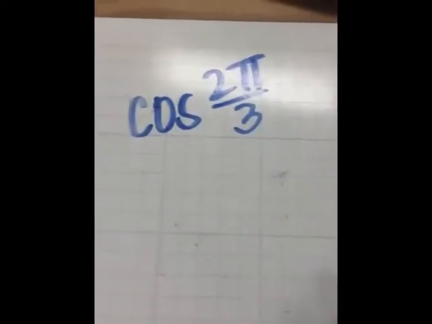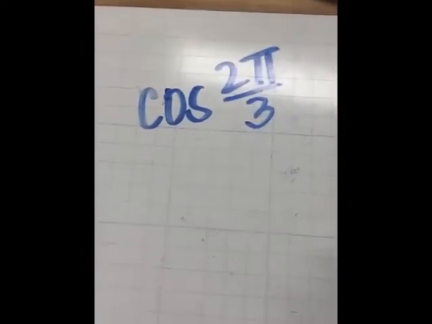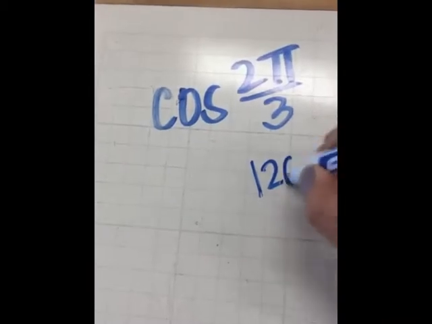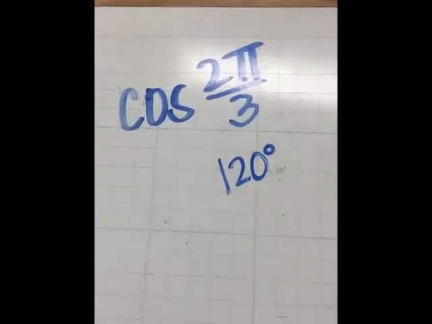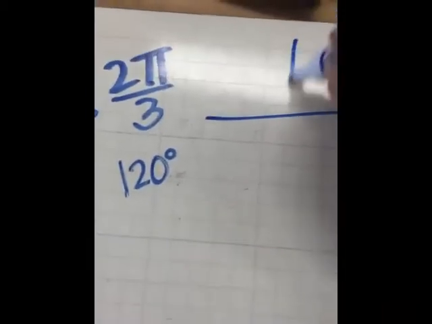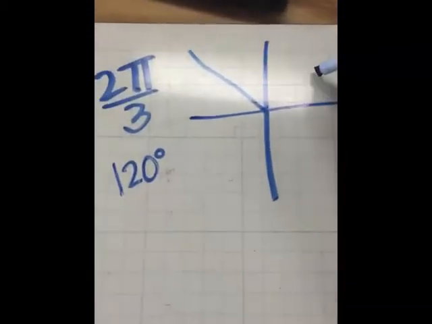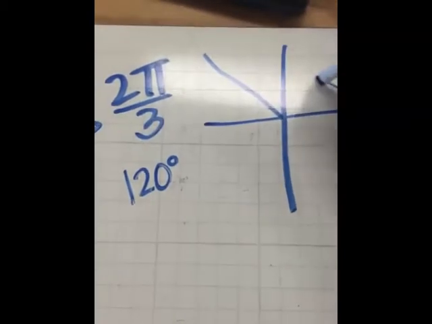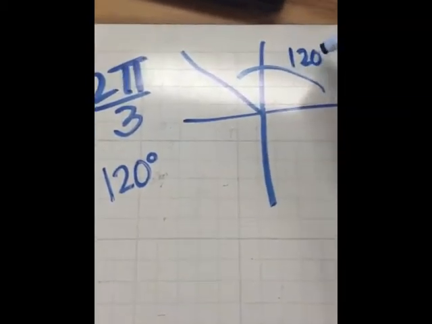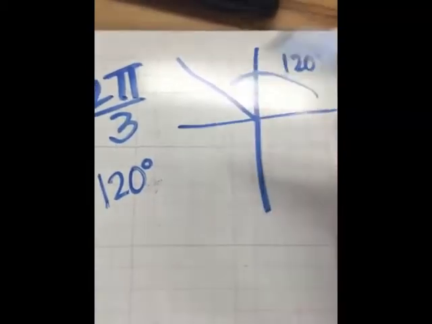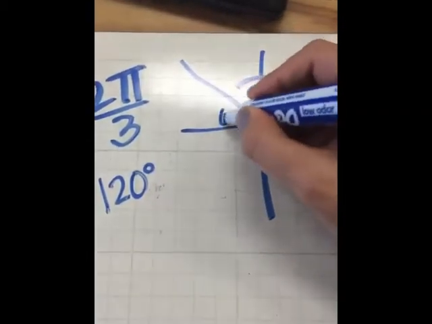Right, next example is cosine of 2 pi over 3. 2 pi over 3 is 120 degrees. So it will be in the second quadrant. So if this is 120 degrees, and all the way across is 180 degrees, this would be 60.